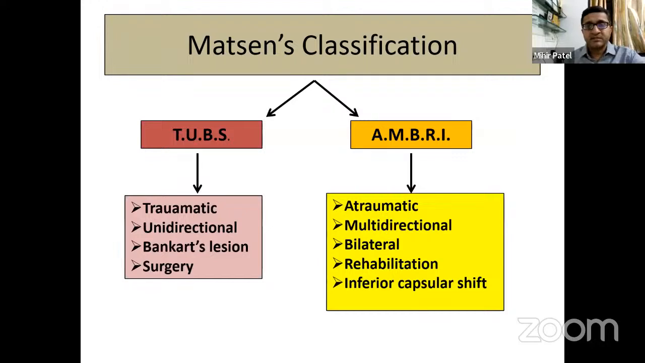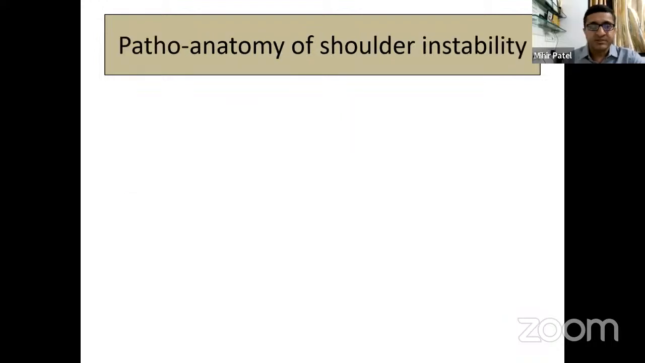So we know that shoulder instability basically has been classified by Matsen into two types, the TUBS and AMBRI. The TUBS is typically traumatic, it's unidirectional, and would usually require a Bankart surgery or to tackle the Bankart lesion. AMBRI is usually atraumatic, multidirectional, usually bilateral, most of the time managed by rehab, and if a surgical indication is required, usually requires capsular shift procedures.